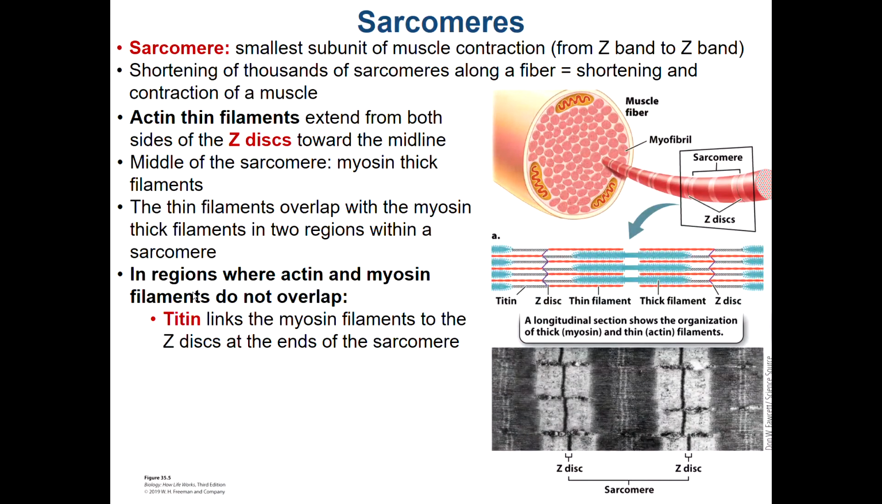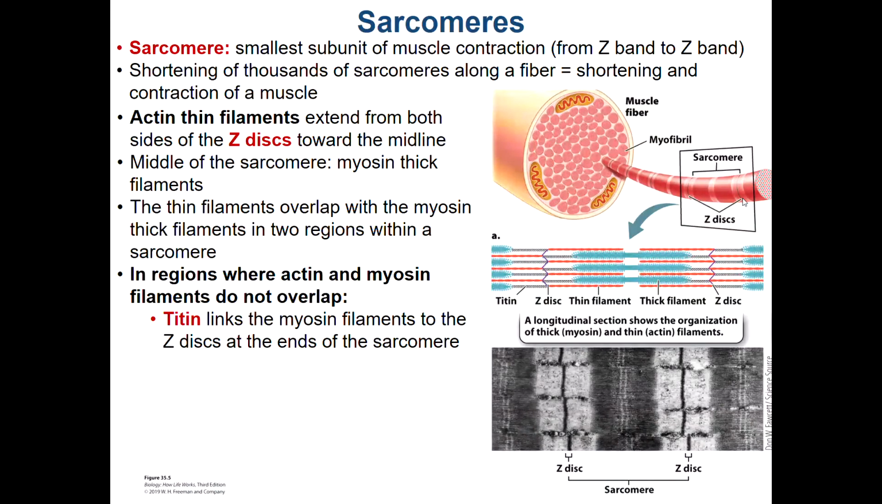Sarcomeres are the smallest subunit of muscle contraction. And so if we're looking in this picture here, we have what are called Z-discs. So a sarcomere is from one Z-disc to the next Z-disc. The shortening of thousands of sarcomeres along a fiber causes the shortening and the contraction of a muscle.